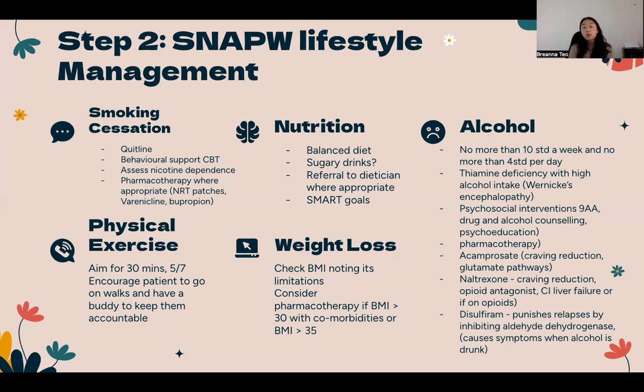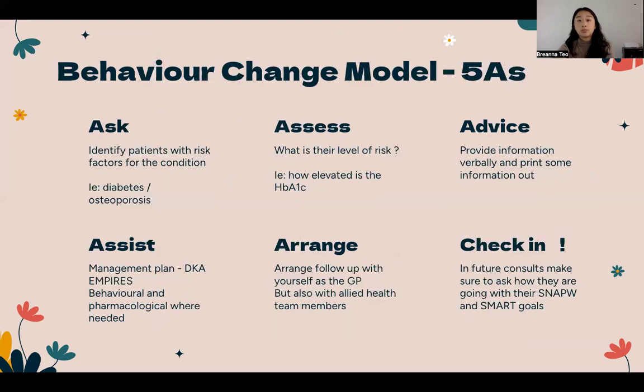And then W is for weight. Is their BMI currently elevated, and by how much? So looking at the BMI categories, of course, we have to remember that BMI has its limitations in itself. We can also offer some pharmacotherapy in certain cases for weight loss, but again, advocating for physical exercise, nutrition, etc., as first line for management of weight loss. In terms of the behavioral change model, this is more relevant if you have an alcohol or smoking cessation station.